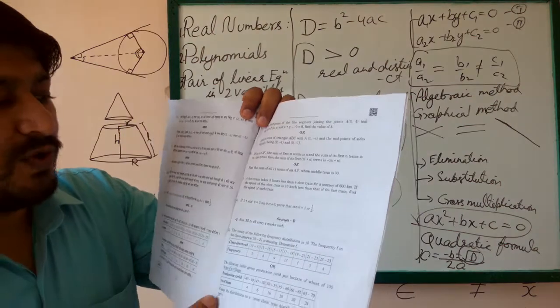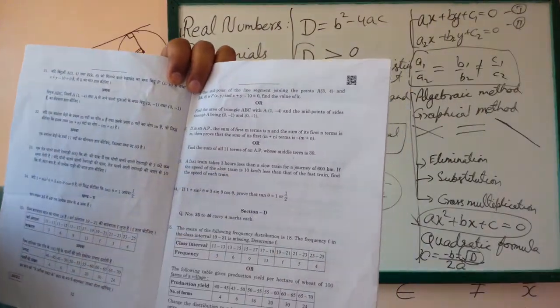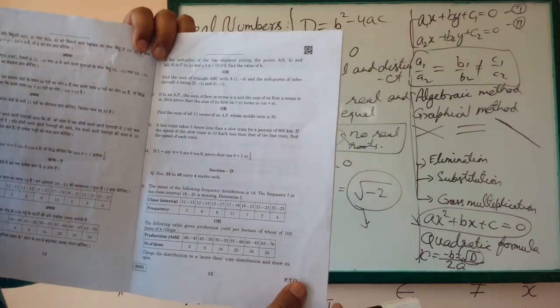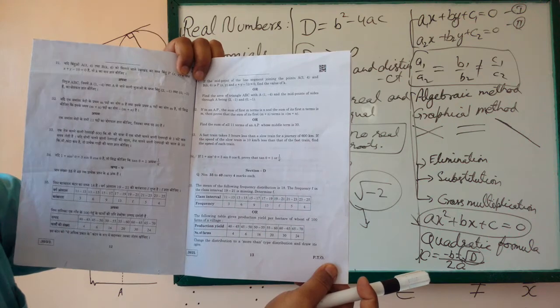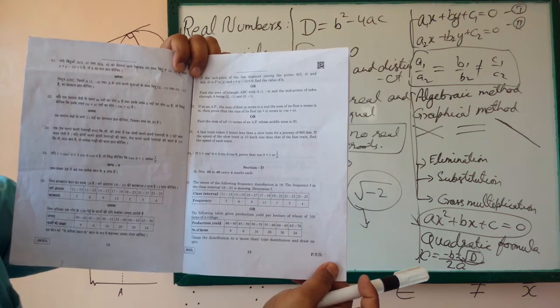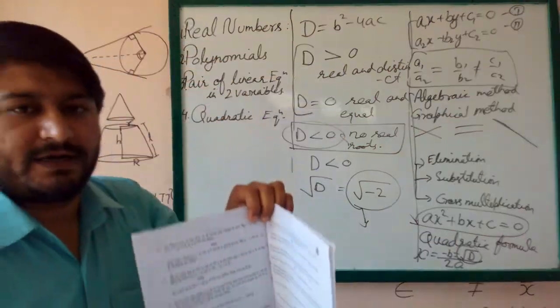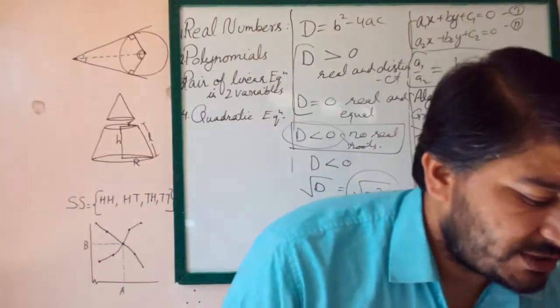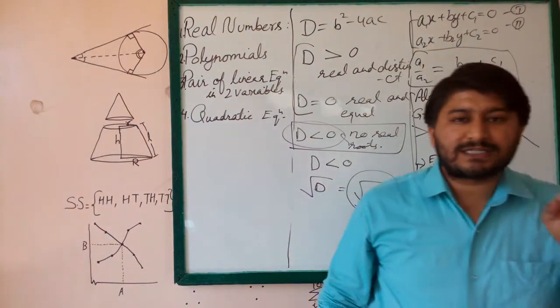This is question number 33. A fast train takes 3 hours less than a slow train for a journey of 600 km. If the speed of the slow train is 10 km per hour less than that of the fast train, find the speed of each train. This is the same question which was there in exercise 4.3, question number 10. The only thing is that the language is twisted.